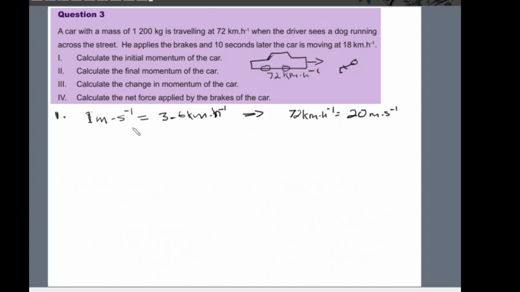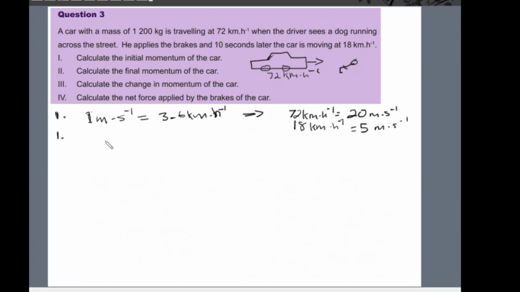And then same thing with the 18 kilometers per hour after he applies the brakes. So 18 kilometers per hour is equal to 5 meters per second. So now 18 divided by 3.6 uzokuthola ukuthi that's 5. So therefore 18 kilometers per hour is equal to 5 meters per second. So now we can proceed with question 1.